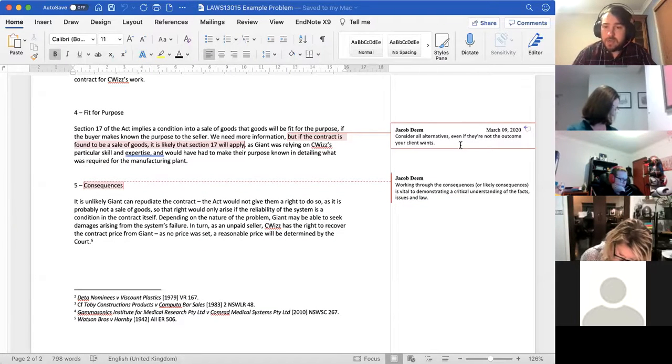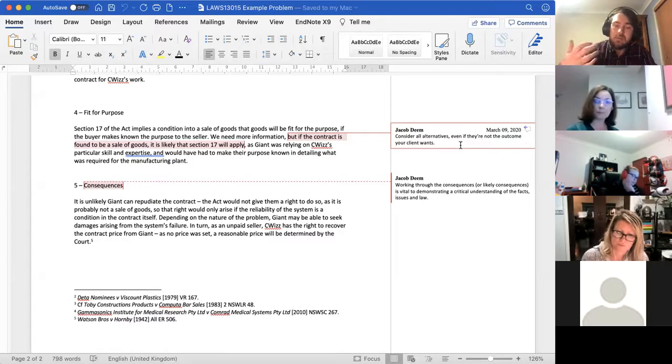Giving alternatives, exploring all the options, and thinking through perhaps some of those consequences is a really important way of showing that you've thought about this critically as well. You're not just thinking, okay, here's the law, here's what it says, that's it. You're going that extra step and thinking about, okay, if we think about this particular application, if we think about this particular pathway, where does that lead us?